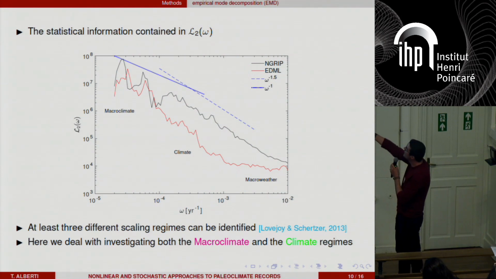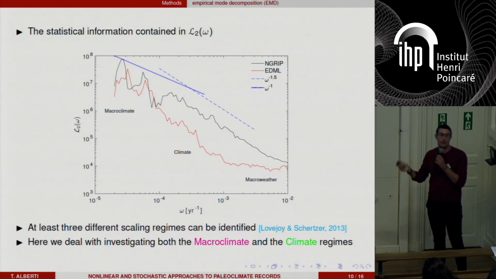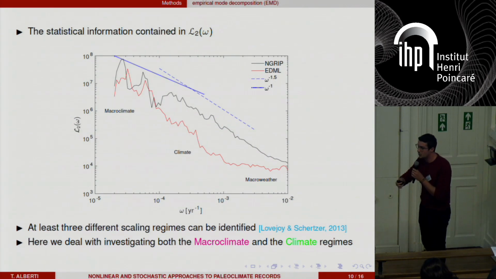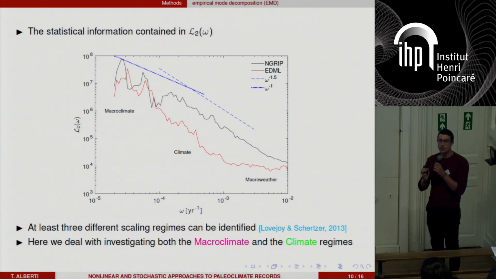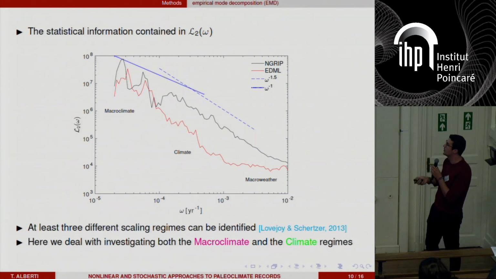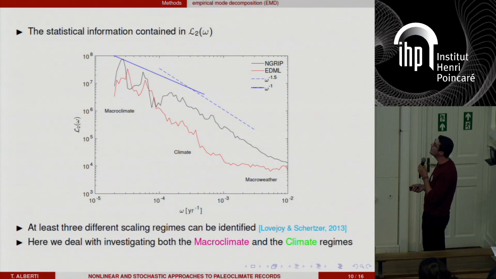The macro weather is not suitable to be investigated by this type of data because the resolution is larger with respect to the typical time where macro weather processes occur. So we concentrate on the climate and macroclimate regimes, and in particular we operate two different reconstructions by selecting empirical modes with mean time scales in this frequency range and in this one.